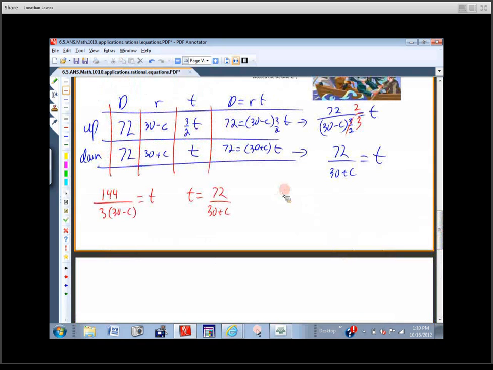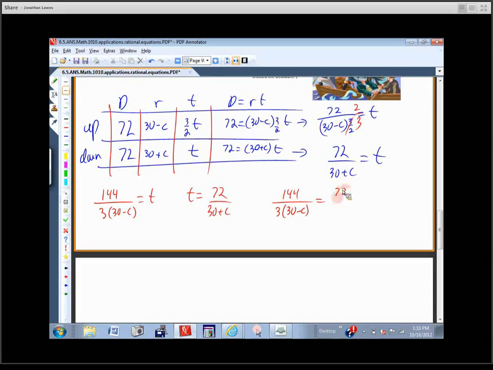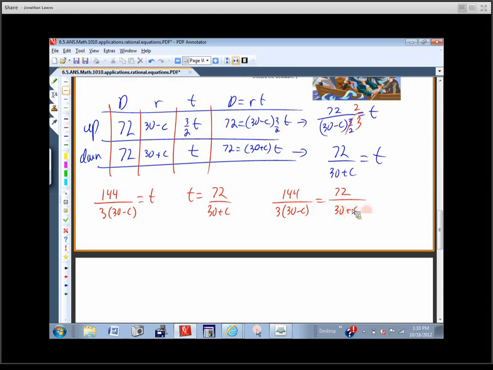So we're going to take 144 over 3 times 30 minus c, set it equal to 72 over 30 plus c. That's a factor, remember. If you want to multiply this by, or do cross products with this, that's totally okay. I'm going to go back to that technique that we typically use that works on every single one of these equations, regardless of how complicated.